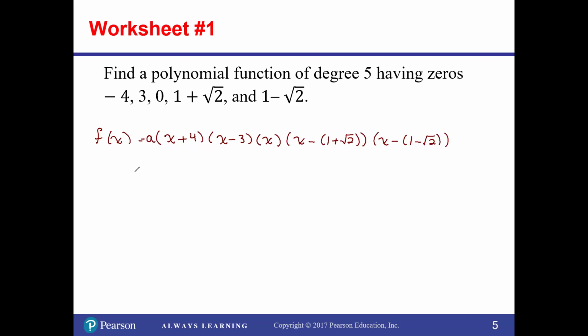So don't forget the a out front. Like I said, we'll probably change that. Just to make it easier on ourselves, we're just going to say a is 1. This x we usually write out front; we don't usually put it in the middle. So we put the x first, and then x plus 4, x minus 3. And if we FOIL this, this is x minus 1 minus square root of 2, x minus 1 plus square root of 2.